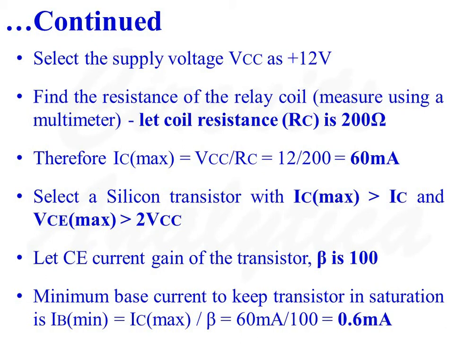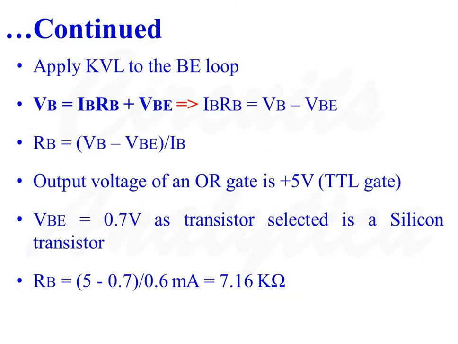Let common emitter AC current gain of the transistor beta is 100. So minimum base current required to keep the transistor in saturation region is IB minimum is equal to IC max divided by beta, 60 milliampere divided by 100, that means 0.6 milliampere. Now apply KVL to the base emitter loop. We will get VB is equal to IBRB plus VBE.